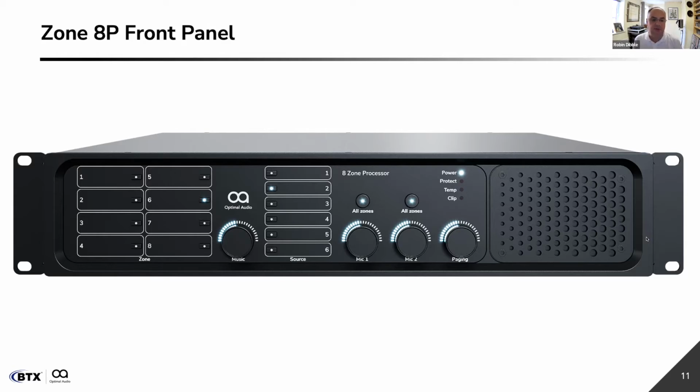That simple and straightforward. We then have level controls for mic 1 and mic 2. Again, same process: select your zone, adjust the volume, select another zone, adjust the volume in that. Or you can adjust all zones simultaneously with the all zone button above, and the paging level control to the right for forthcoming products.